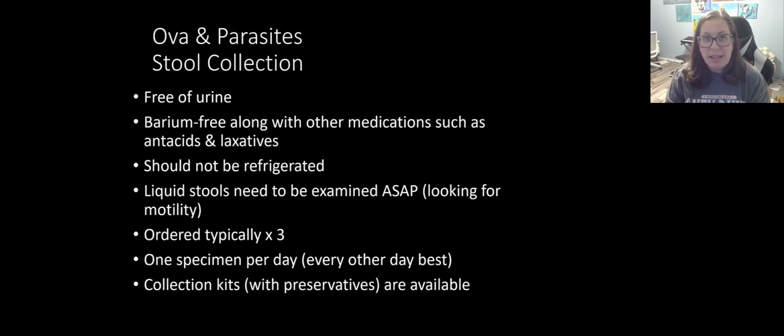These are normally ordered in threes, so you're going to be giving samples 3 separate times in order to look at the tests. 1 specimen per day, every other day is best.